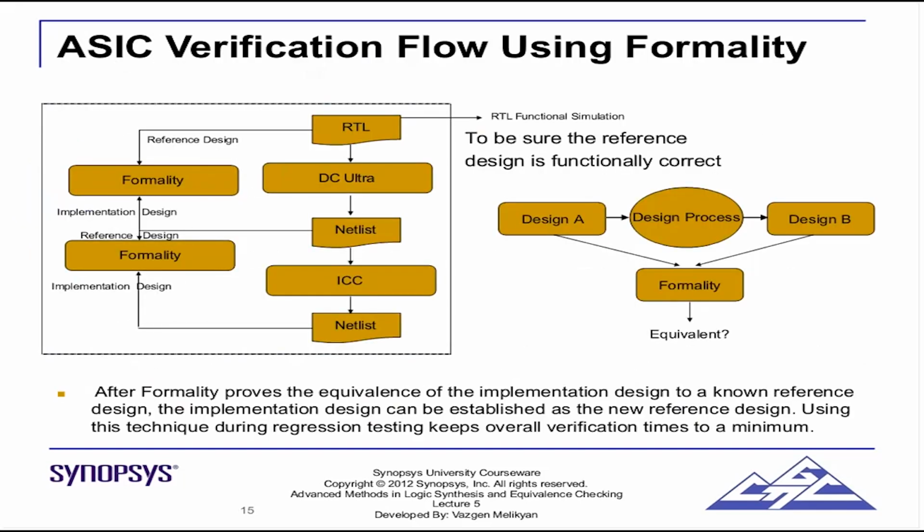So this is the ASIC verification flow using Formality. RTL is verified functionally using functional simulation. It goes through synthesis using DC Ultra. You get the netlist. The first level of Formality you do is between RTL and netlist. The netlist goes to IC Compiler for backend. Now you also do Formality between the post layout netlist and the synthesized netlist.